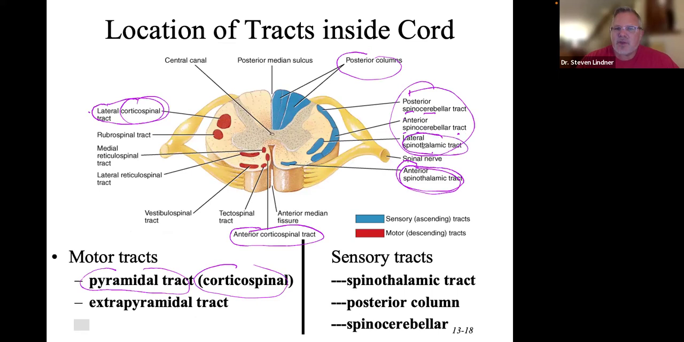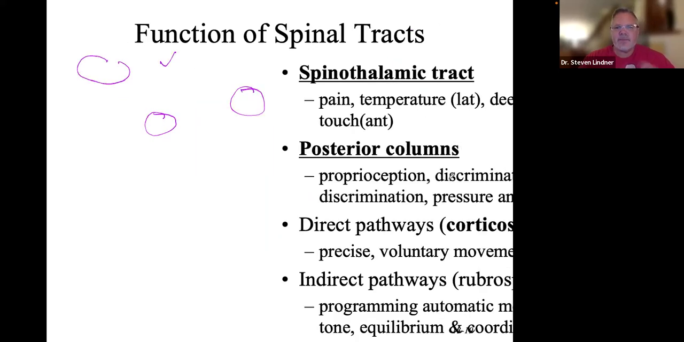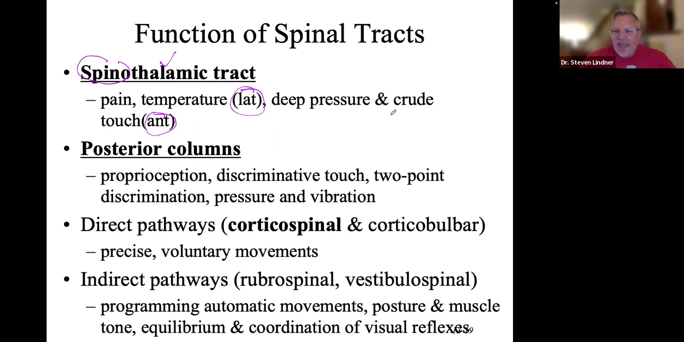So these tracts are carrying different types of information. This is dealing with pain and temperature. This is dealing with crude touch. Okay? Deep pressure and crude touch from the anterior. The posterior columns, we know it's dealing with proprioceptive awareness, vibration, these two I mentioned earlier. But it also deals with discriminative touch.